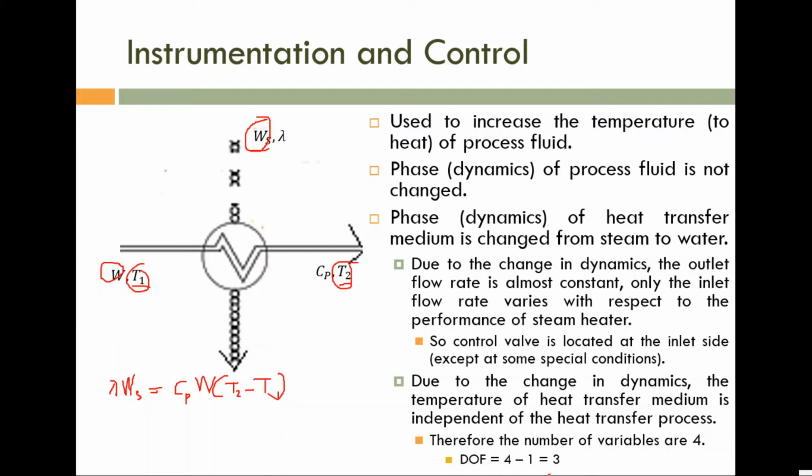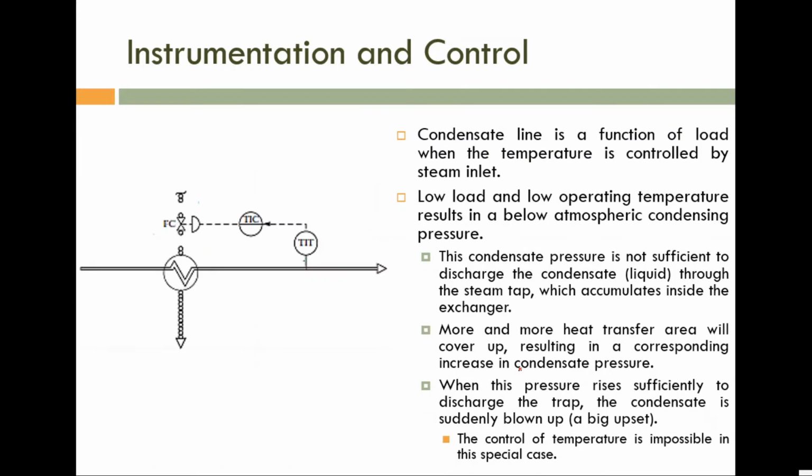Now the instrumentation control of the steam heater. Please note down this diagram. This one is a normal control strategy that is used. So this is the instrumentation control of the steam heater. Again, what are we controlling? We are controlling the temperature of the process medium. In order to maintain the temperature of the process medium at a particular temperature, that is T2, the steam heater is used. So maintaining this T2 is our objective.